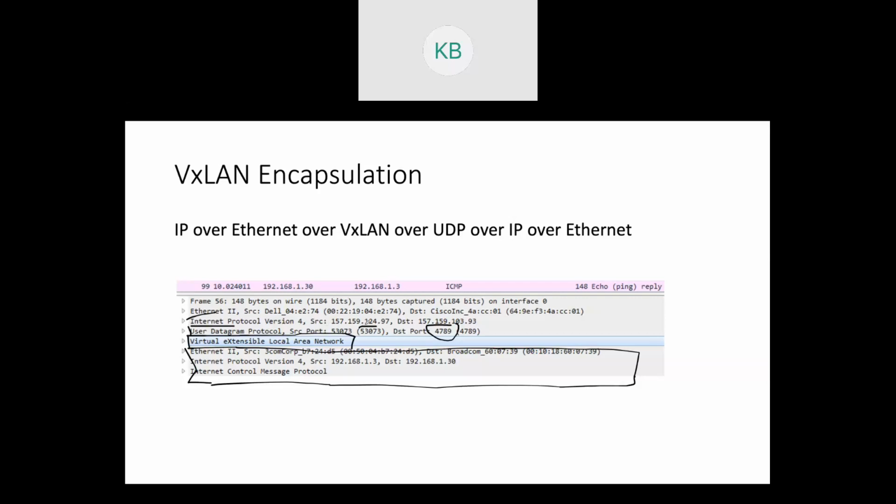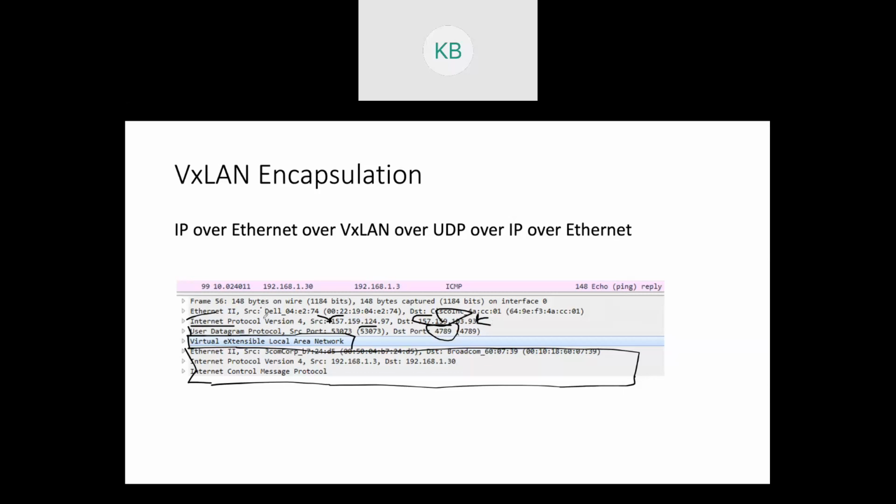In this IP header, you have the source IP of your source VTEP and the destination IP of your destination VTEP. If your packet is leaving from VTEP 1 to VTEP 2, then this IP will be the IP of VTEP 1, and this IP will be the IP of VTEP number 2. That is the reason it is very important to have reachability between all the VTEPs, which we just talked about in the previous slide. So in the underlay, you must have reachability.